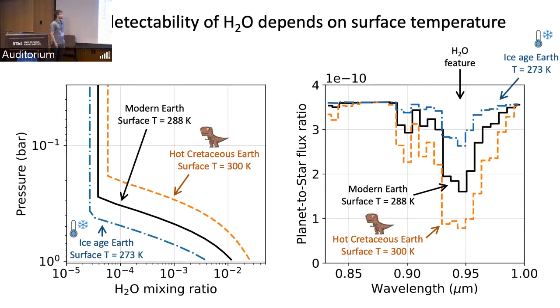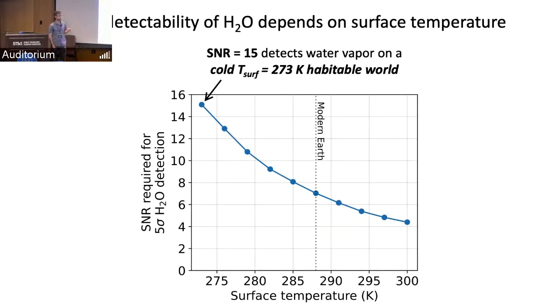So what we can do is compute the detectability of water vapor as a function of temperature on a habitable planet. That's what I'm showing you right here. The x-axis is surface temperature in Kelvin. The y-axis is the signal-to-noise ratio required for a 5 sigma water vapor detection. For the modern Earth, you just need a signal-to-noise ratio of around 7 to detect water vapor. But for a cold habitable planet at 273 Kelvin, you need a bigger signal-to-noise ratio of maybe around 15 or so.